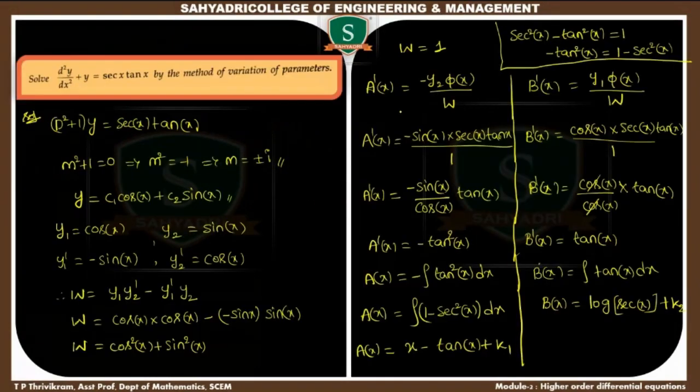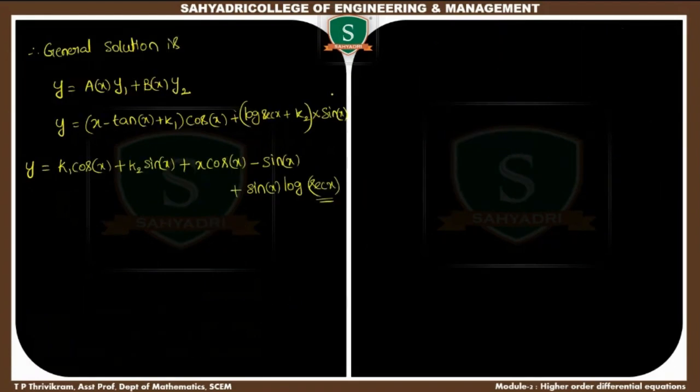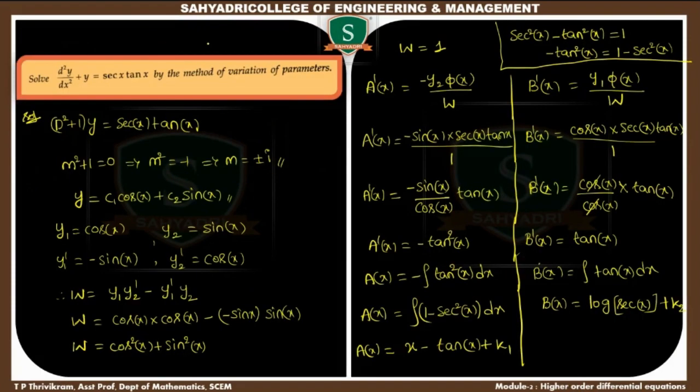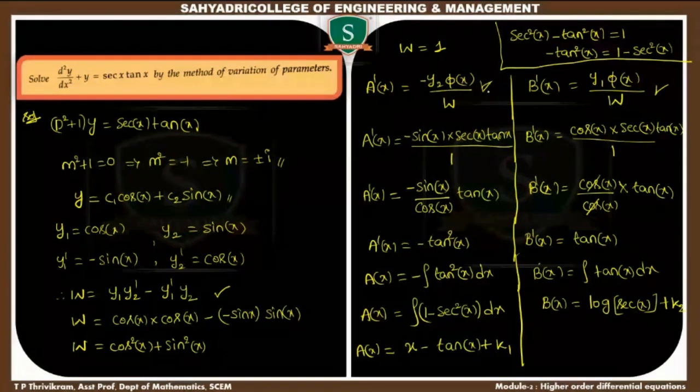Here the main part is writing the general solution. So write this one, and the Wronskian, and A dash and B dash. If you know these three, you can do this problem. This problem is also a very easy problem.